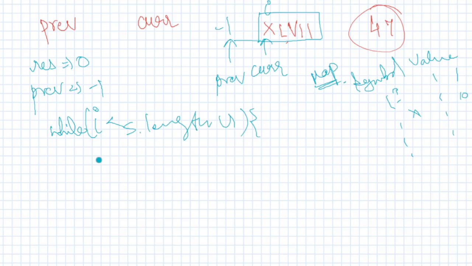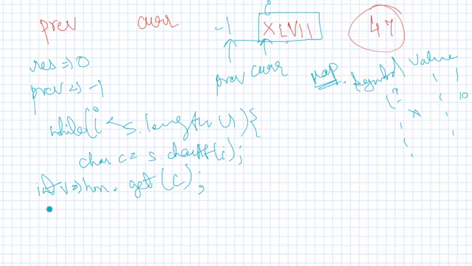you have this I, so first of all you need to extract this character. So let's say this char c is s dot charAt(i). After this char is there, now you need to get this character's value also. So let's say this was your map, hashmap dot get whatever is your character, so it will give the value. Let's store this value somewhere in v.